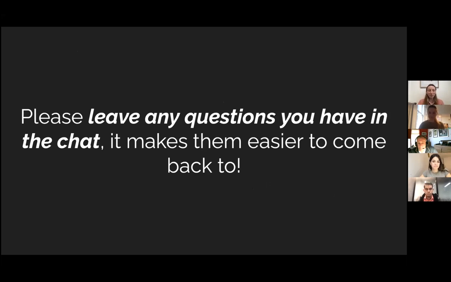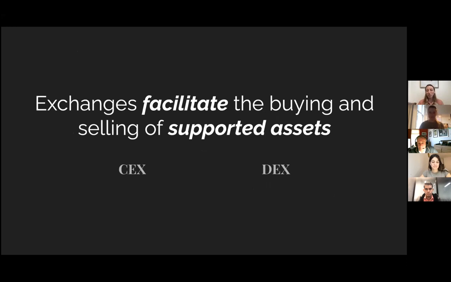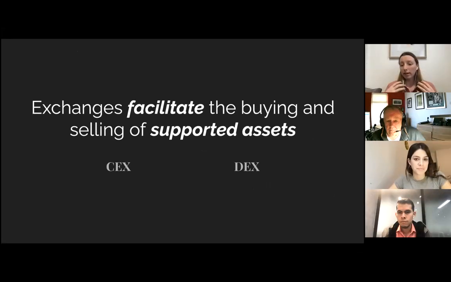Right, and without further ado, exchanges. So what is an exchange? An exchange facilitates the buying and selling of supported assets. So if they list the asset, they support the asset, and then you can trade with it.